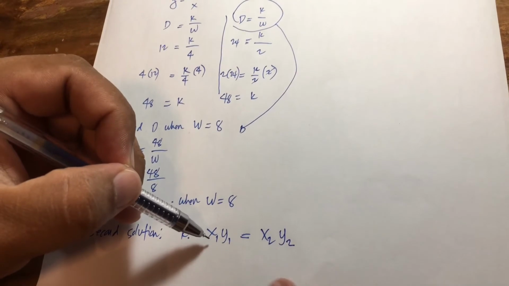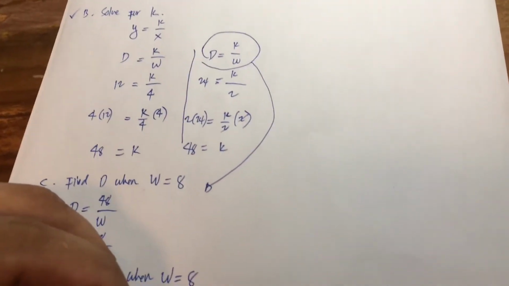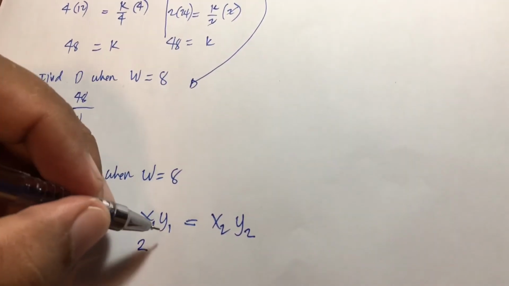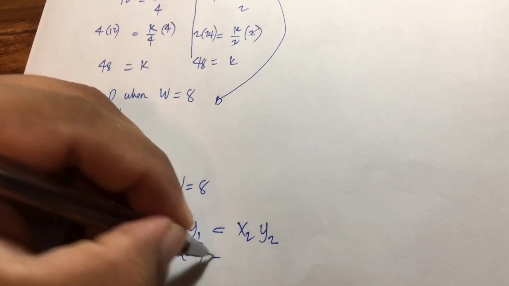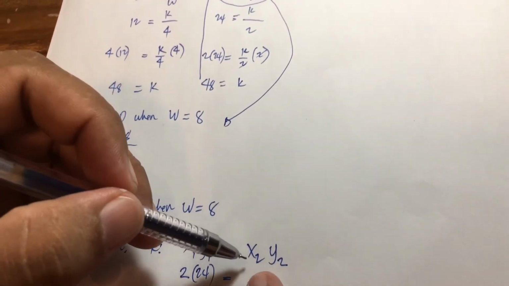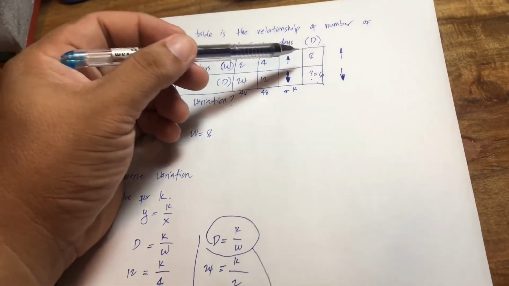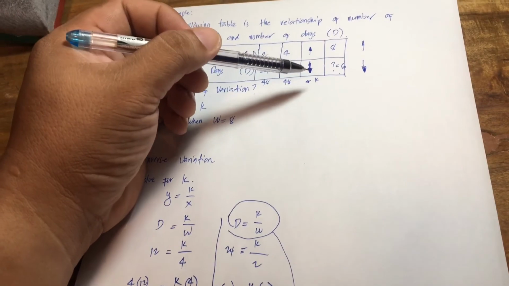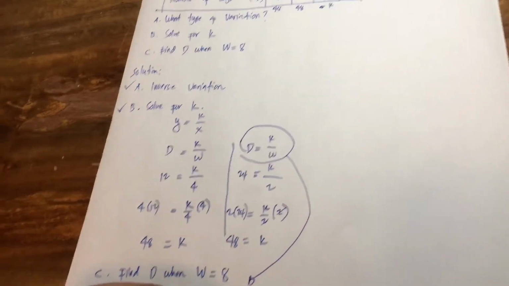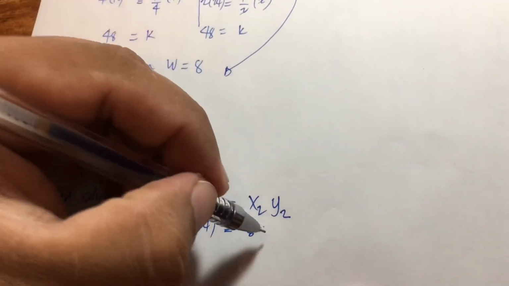Since our x subscript 1 is 2, we will replace it here with 2. Our y subscript 1 is 24, equals x subscript 2. This is actually our 8. What is y subscript 2 when x subscript 2 is equal to 8? So this is 8, then this is our unknown D, or y subscript 2.